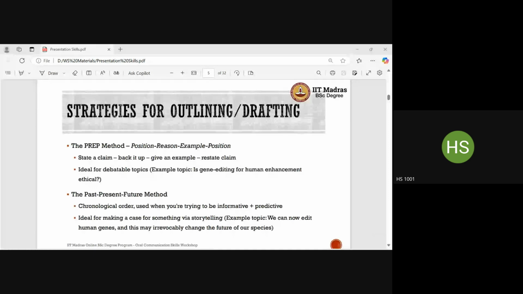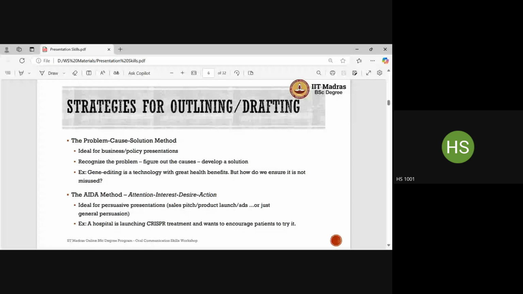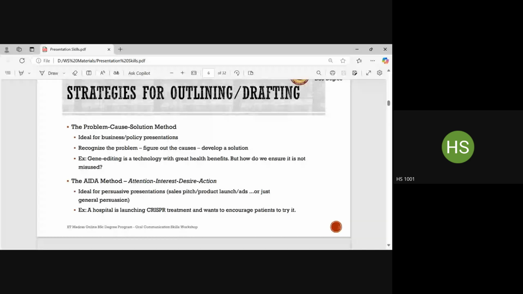Do you understand this? All the things that have happened in the past, all the things that are happening in the present, in order to understand or to make a prediction concerning what might happen in the future. This is the past, present, future method. Another method that we can use is the problem, cause, solution method.